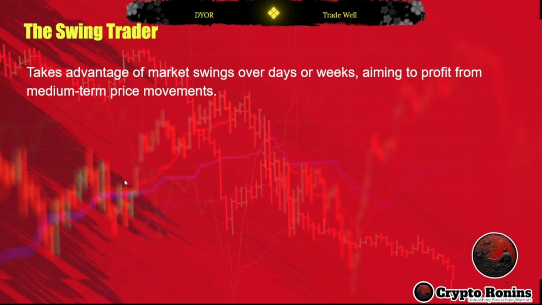The swing trader is going to take advantage of market swings over days or weeks, aiming to profit from medium-term price movements. Now, they may have a longer-term time frame figured out. They may be using Fibonacci retracements, crossovers, breakouts, bounces off support and resistance, all that kind of stuff, things that you'll learn about in the trading portions of this course. But for now, the swing trader is going to take advantage of those things as they go through these bigger, wide movements.